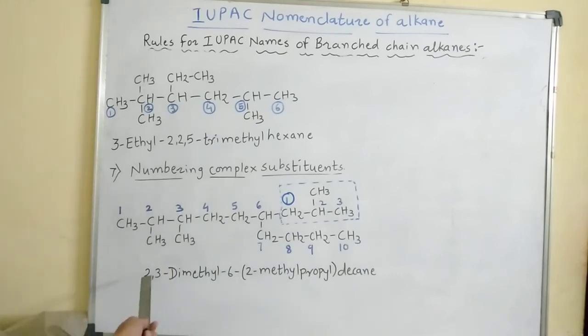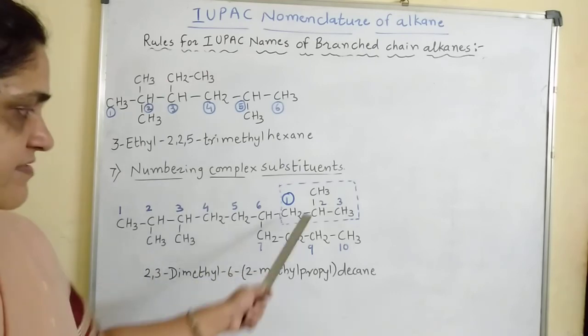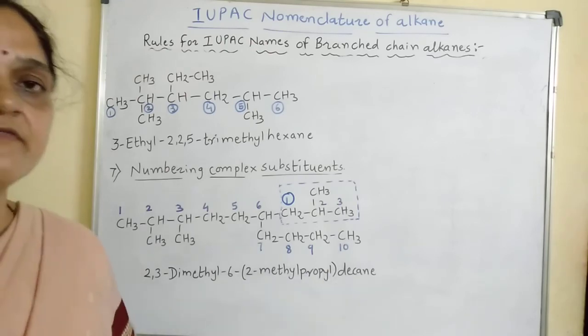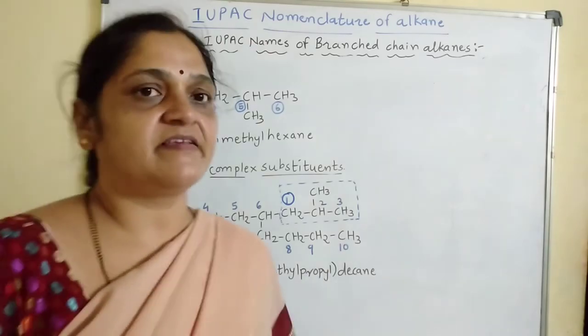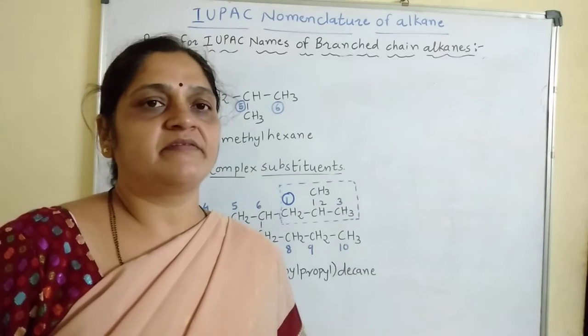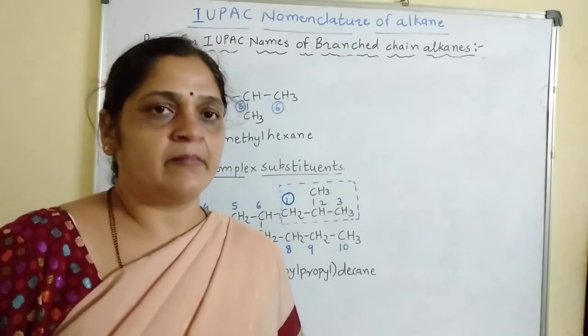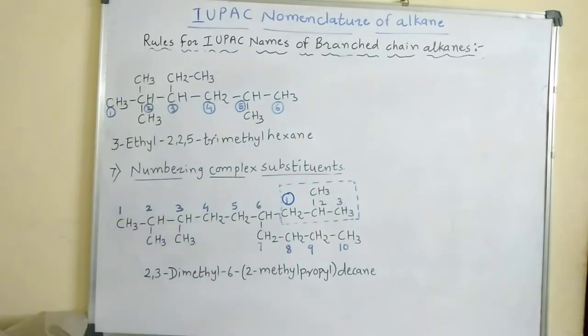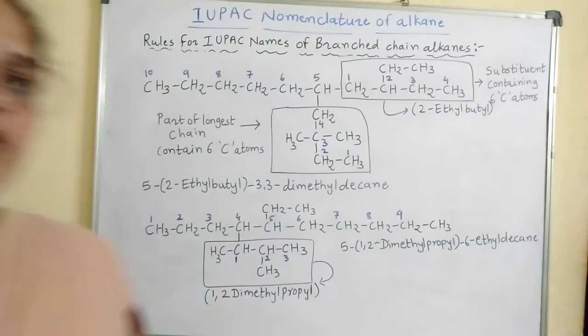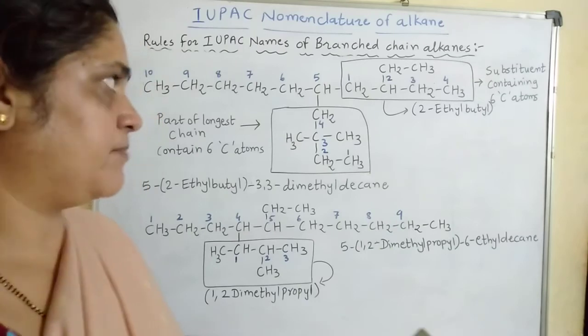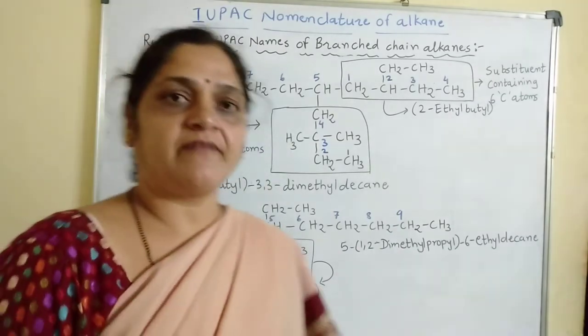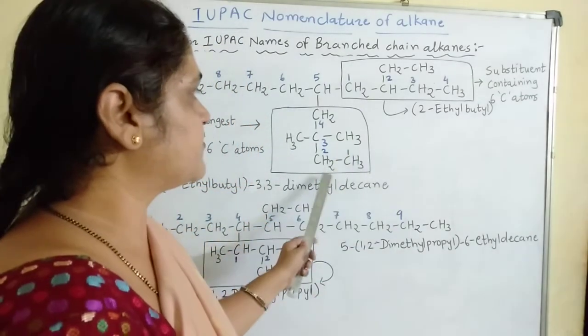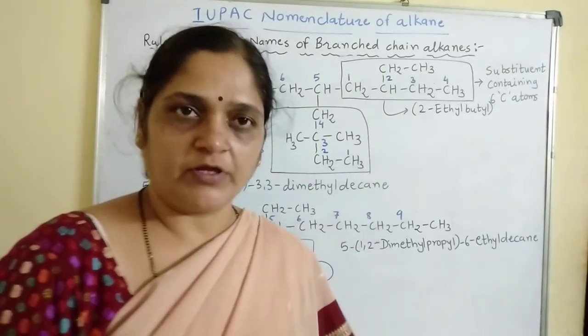So the complete name for this compound is 2,3-dimethyl-6-(2-methyl propyl)decane, with the 2-methyl propyl being the complex substituent. In this way, when the complex substituent is present in the parent hydrocarbon chain, you can write the name this way. Again, we will see the next examples. Now see student, we have taken another example. In this example, you will find that there are 2 complex substituents present in this molecule.